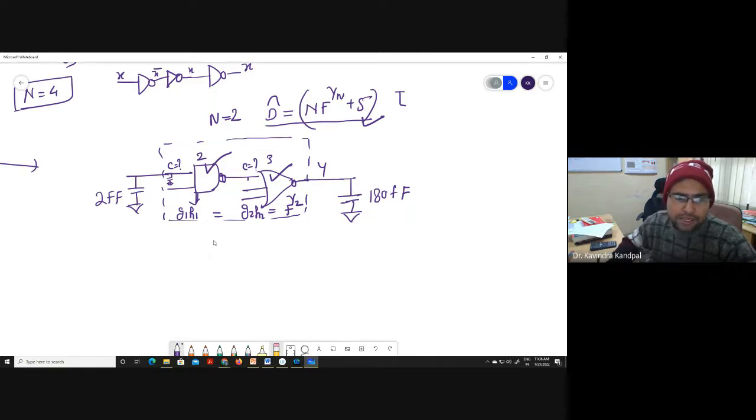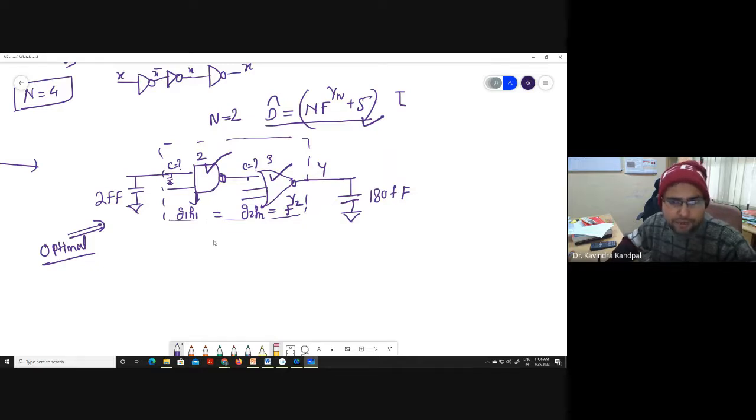But do you think this answer is optimal? Is there any scope of improvement? Given the size of the chain, if the chain is supposed to be only two gates, and you cannot change it, then definitely it is optimal.